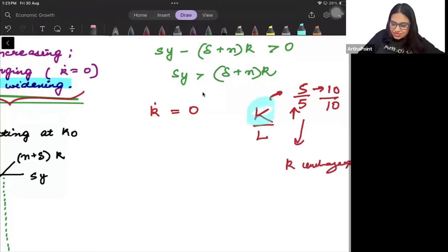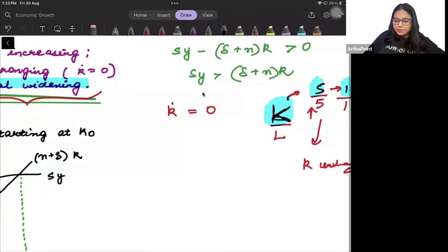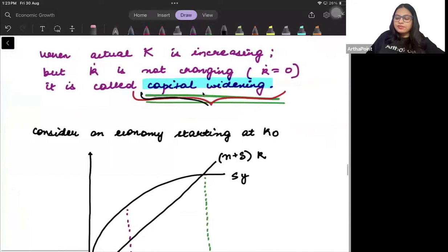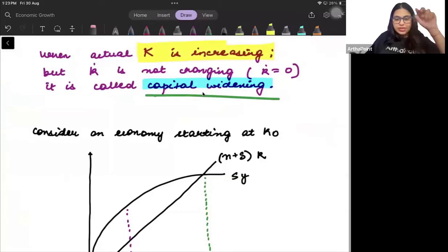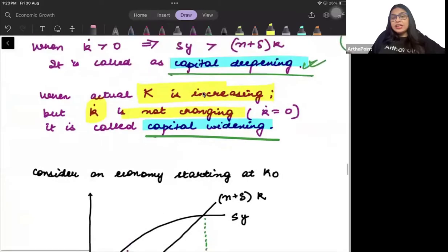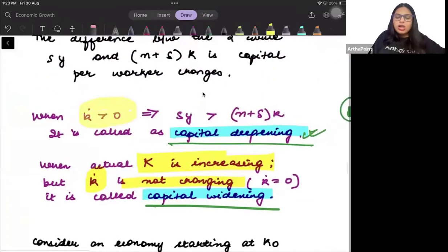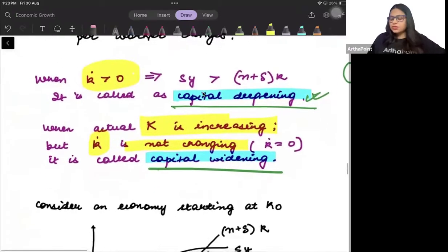But the number of machines have increased now. Capital K has increased now. So capital K means this big K, right? This has increased, right? So this is called capital widening. So capital widening is basically when your capital K, बड़ा K जो बना रहे हैं, capital in the economy, is increasing, but the small k is not changing. और capital deepening होता है when the small k is increasing, right? That is capital deepening. ठीक है.